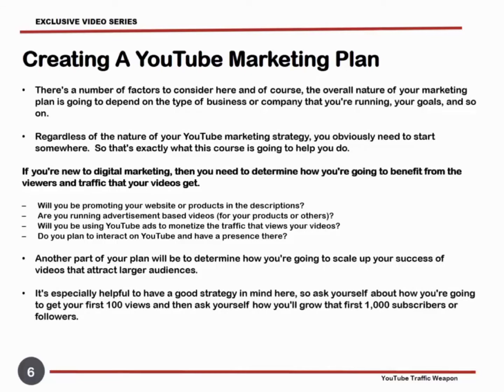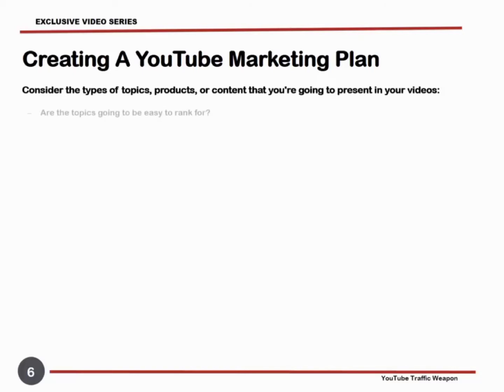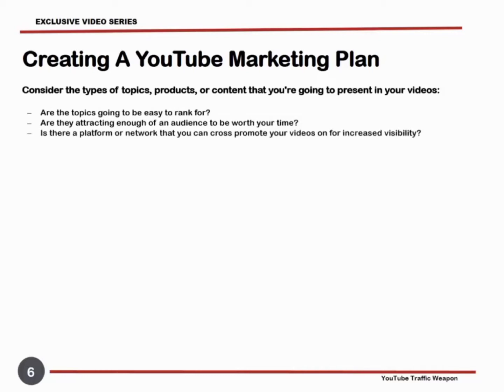So ask yourself about how you're going to get your first 100 views, and then ask yourself how you'll grow that first 1,000 subscribers or followers. More importantly, consider the types of topics, products, or content that you're going to present in your videos. Are the topics going to be easy to rank for? Are they attracting enough of an audience to be worth your time? Is there a platform or network that you can cross-promote your videos and media on for increased visibility and potential?